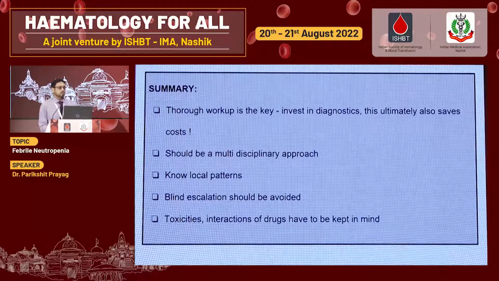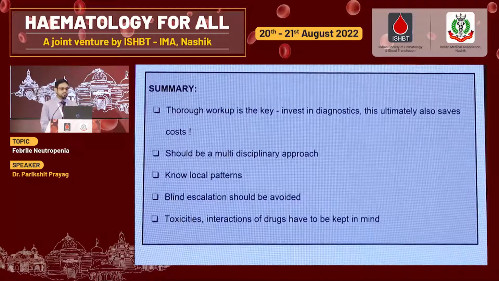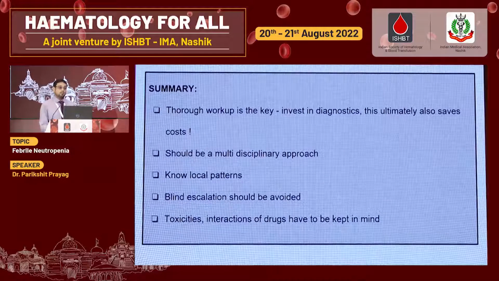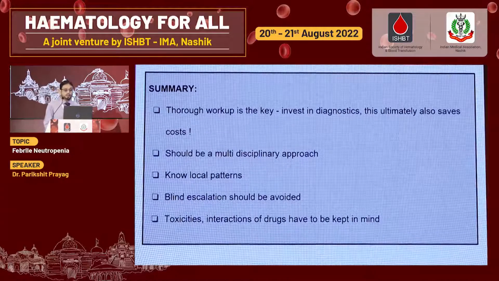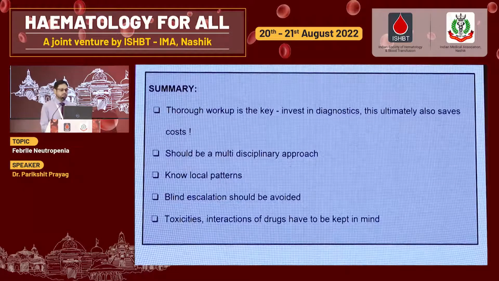So in summary, thorough workup is the key. So invest in diagnostics. A lot of times, we get this, that this patient is not affording. But actually diagnostics contribute to reduction of healthcare costs. This should be a multidisciplinary approach. So you have to get your microbiology, ID, hematology, radiology team on board to make these diagnoses. Know the local patterns because that will tell you what to start with, what to suspect, when to give mold active coverage. Blind escalation should be avoided.